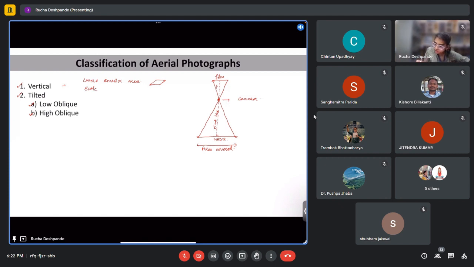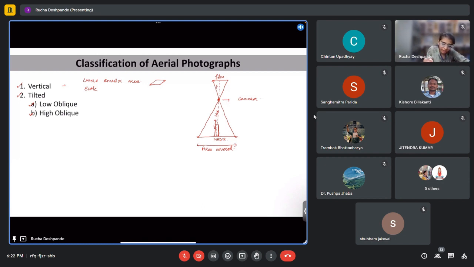Also, in a vertical aerial photograph, the relief might not be so apparent. If there is a tall building right below the camera lens, we might not be able to perceive the height of that building if the camera lens is directly on top of it.